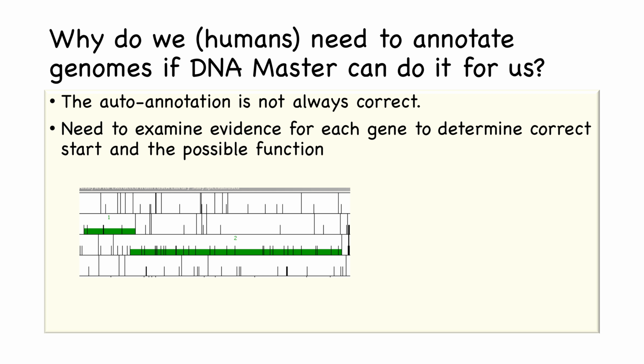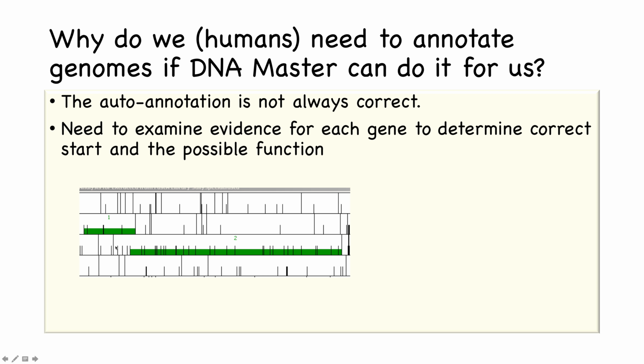So this is output from DNA Master, and you know that there are 6 possible frames for any given sequence. I'm actually only showing 4 of the frames here because I didn't have enough room on the slide. This is showing the first gene predicted in Sally Special and the second gene predicted in Sally Special.